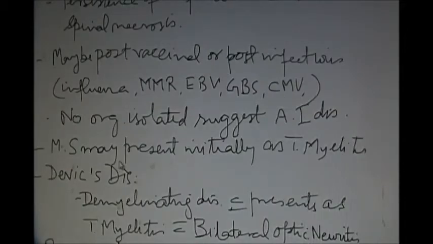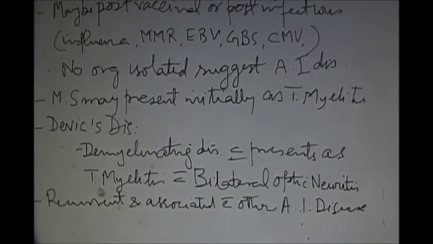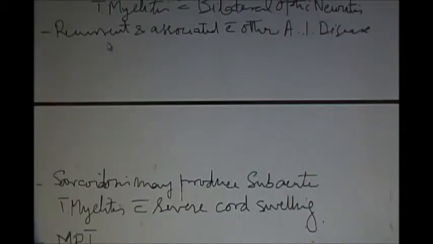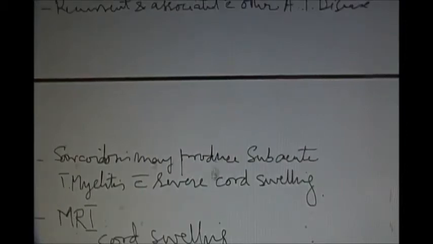Multiple sclerosis may present initially as transverse myelitis. What is Devic disease? Devic disease is a demyelinating disease that presents as transverse myelitis with bilateral optic neuritis. Transverse myelitis is a recurrent disorder and is associated with other autoimmune diseases also. So sarcoidosis may produce subacute transverse myelitis with severe cord swelling.